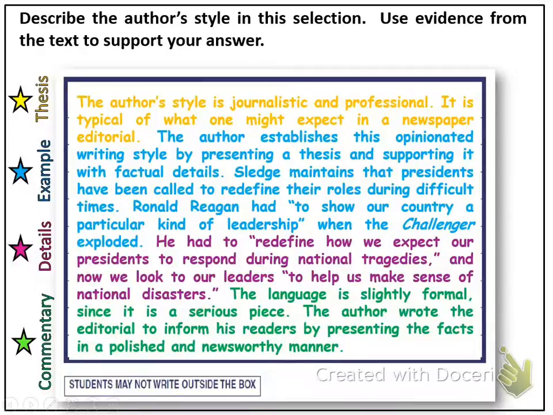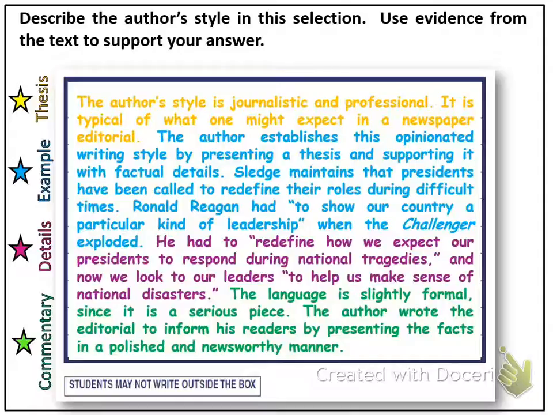Did I accomplish everything I needed to? Yes, I did. I have my thesis, and it answers the question. I gave an example from the text that proves my thesis that's answering the question. And then I used details and embedded the details within my sentences to show that I understood what I read. And then I gave my commentary and tied it all together.